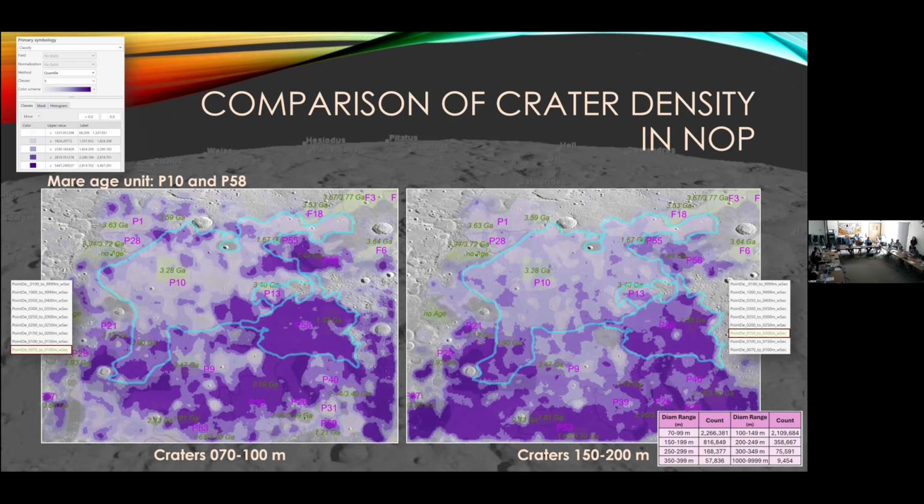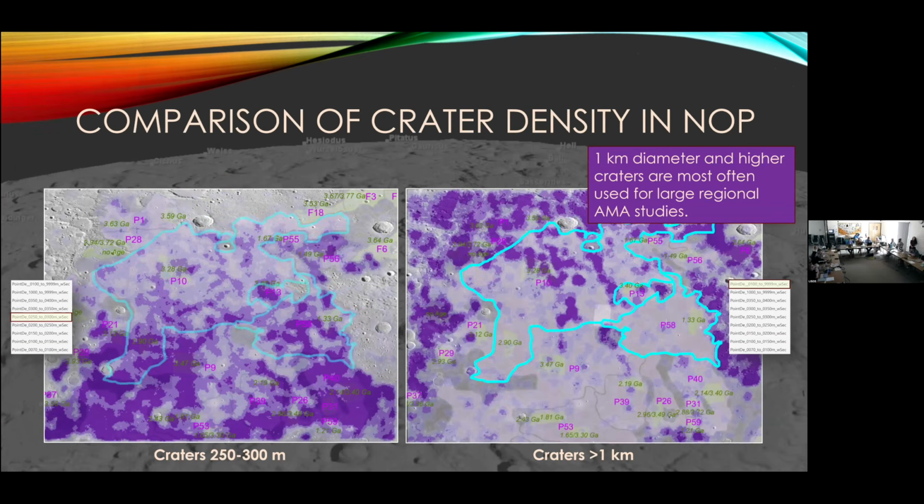If we move to the right slide and change the slice of the layer cake to 150 to 200 meter diameter craters, we're seeing P10 has a few less craters, and P58 has a lower density of craters. Now let's go up in size even more. Left side is 250 to 300. I think we're gaining density of craters in P10 and reducing the number of craters in P58.